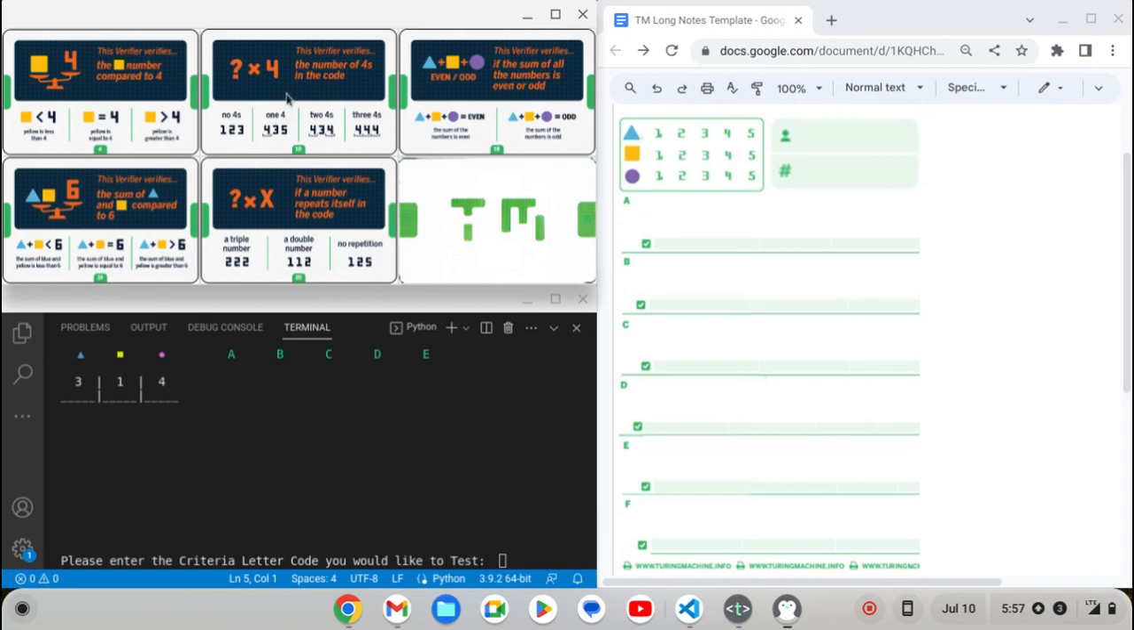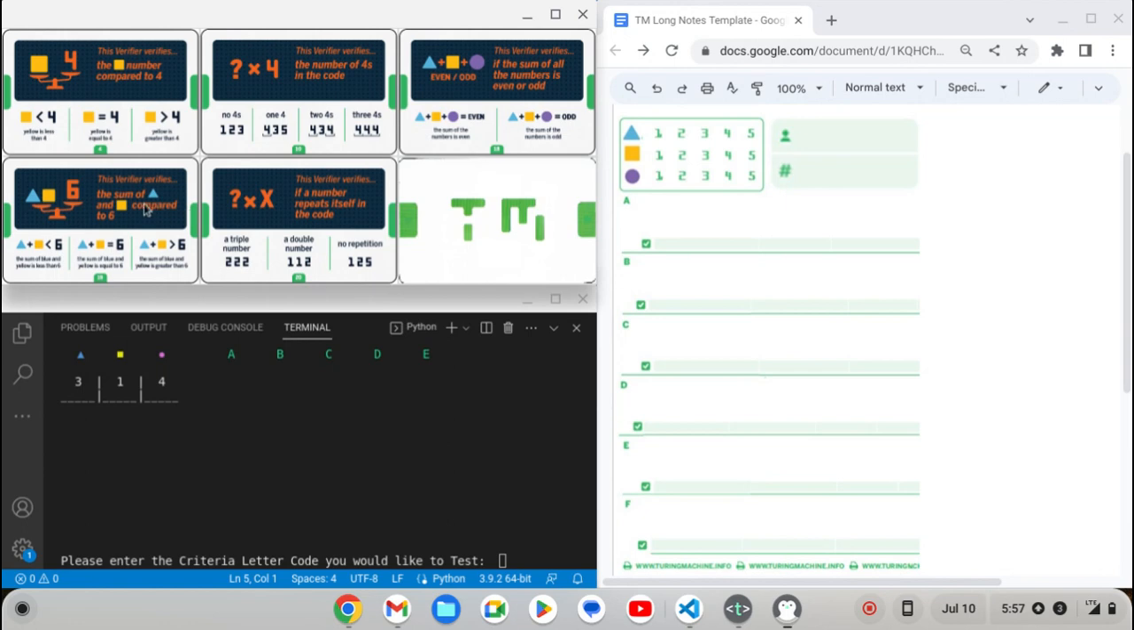Criteria card B looks at our 3-digit solution and will let us know how many of those digits should be a 4. Should there be no 4s, a single 4, perhaps 2, maybe even all 3 are 4. Criteria card C will look at our 3 digits, triangle, square, and circle, add them together, and the Turing machine will let us know whether the sum of the 3 digits is an even quantity or an odd quantity.